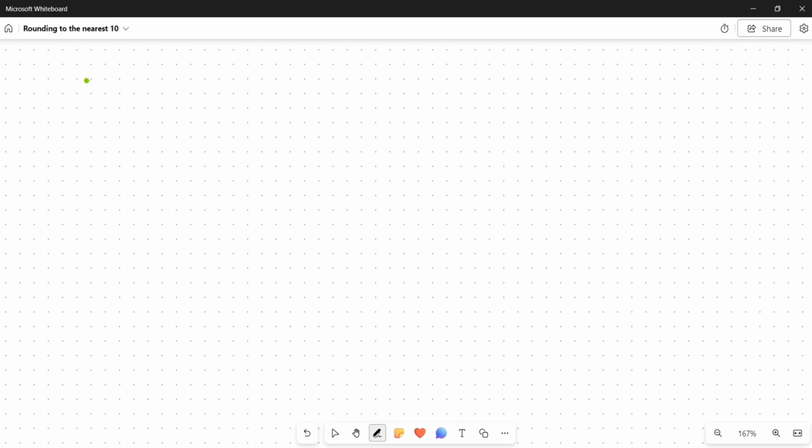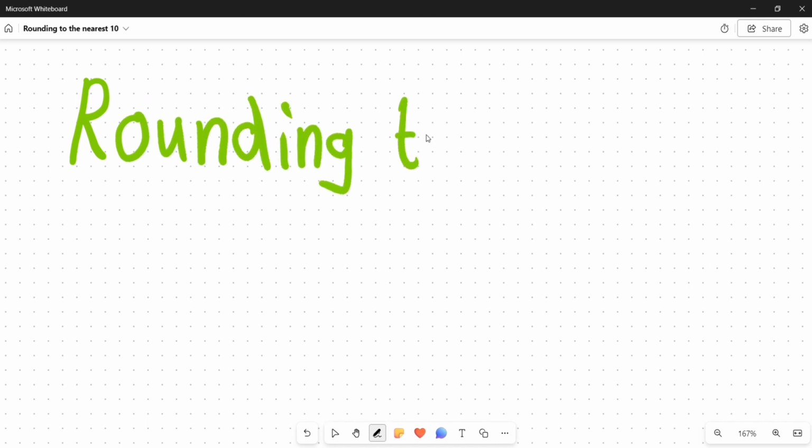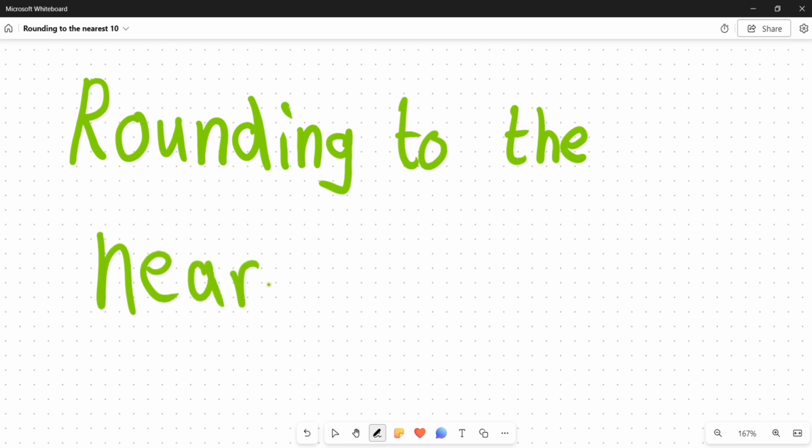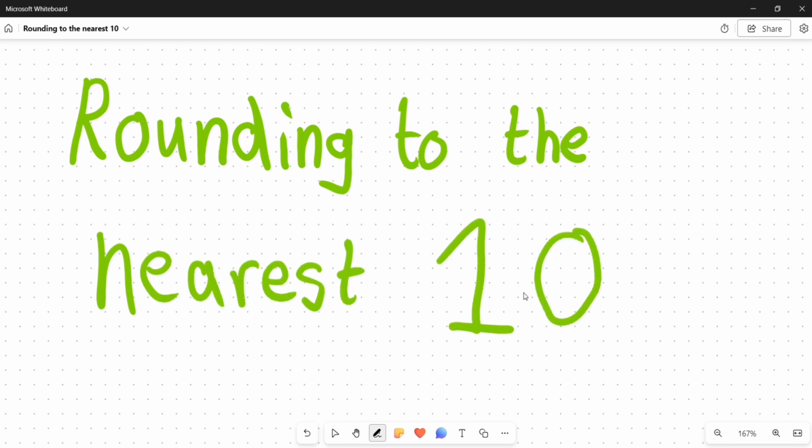Today we're going to learn rounding to the nearest 10. So grab your boards and your papers along and let us start learning.